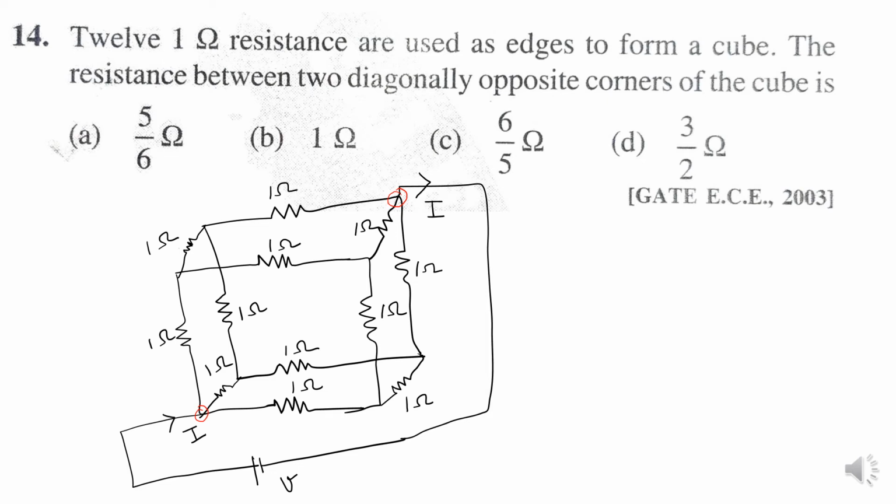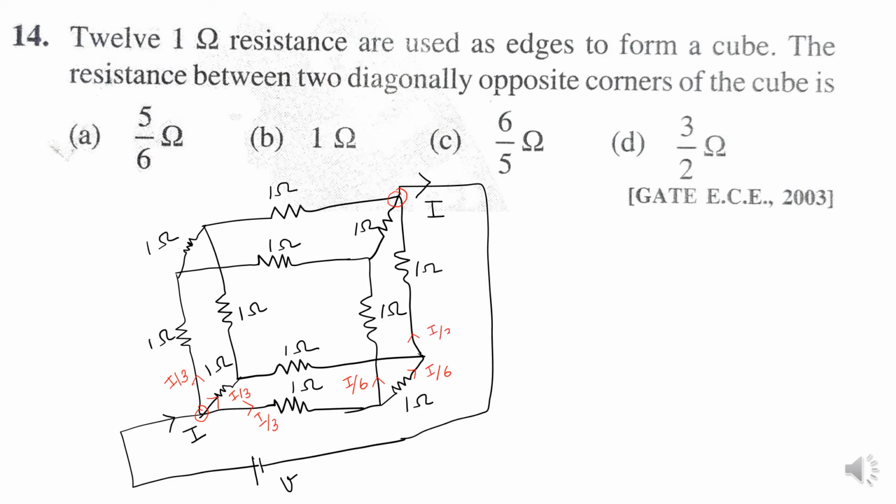First, I consider a voltage source V connected between the corners. Because of the voltage source, current I flows here. That current I is divided into 3 equal parts: I by 3, I by 3 and I by 3. Now this I by 3 is divided into 2 equal parts: I by 6, and here also I by 6.